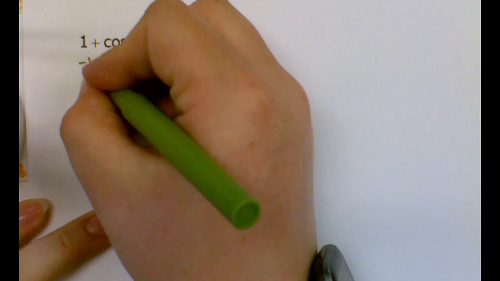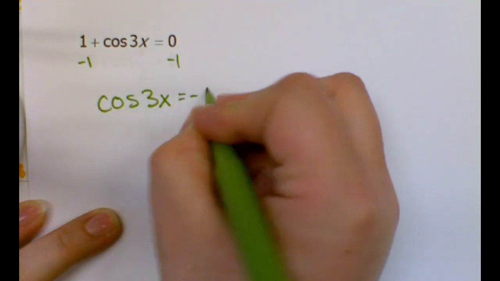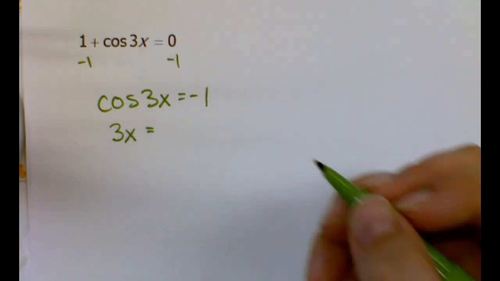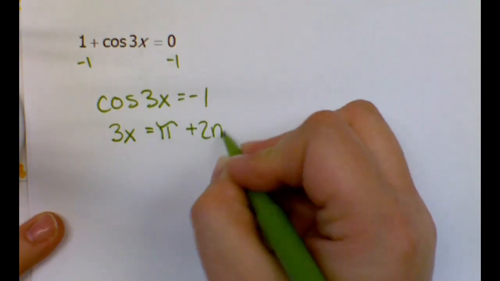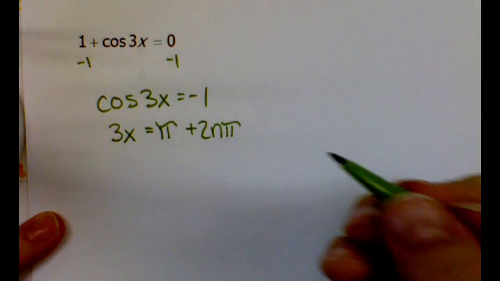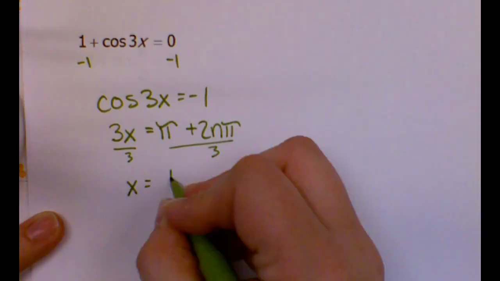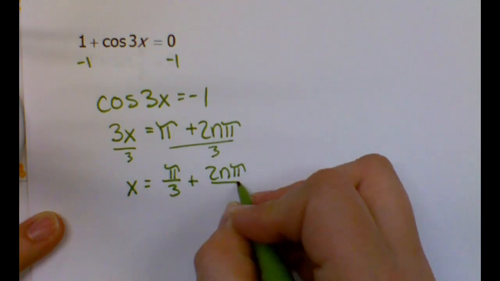All right, let's try that same idea again. I'm going to start by getting the cosine alone, so I subtract 1. Cosine of 3x equals -1. Where is cosine equal to -1? That's at pi, plus 2n pi, because it's cosine. Then we divide by 3. X equals pi over 3 plus 2n pi over 3.